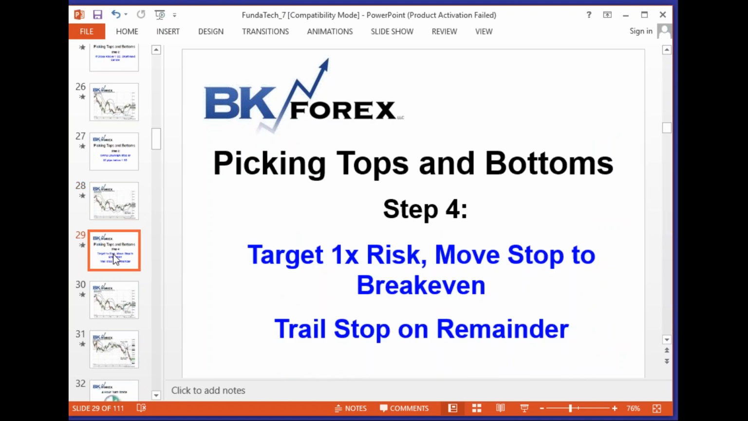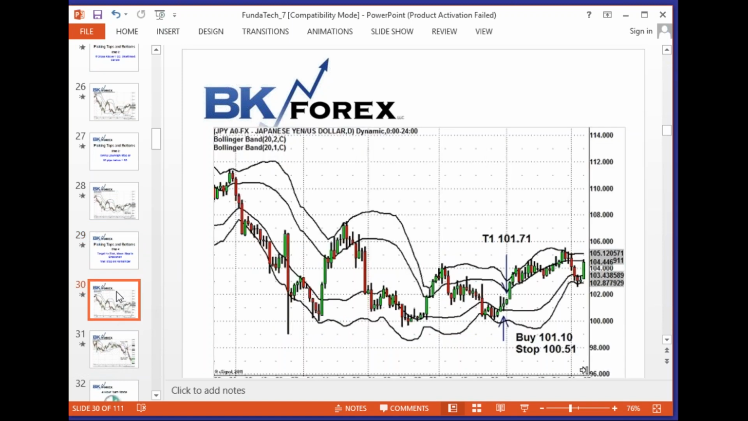You want to target 1 times risk on half of your position and then move your stop to break even on the remainder of the position, and then trail your stop on the remainder. So we risked 61 pips, so our target for the first half of the position is 61 pips. And then we move our stop to break even. And if it continues to move in favor, you can stay in the trade until it drops back below the first standard deviation Bollinger Band, which means in this case, you'd be in this trade until this point here.